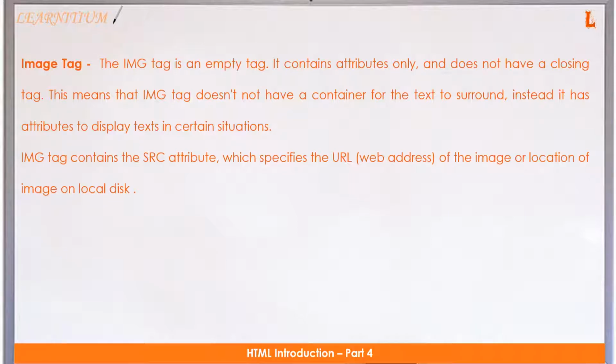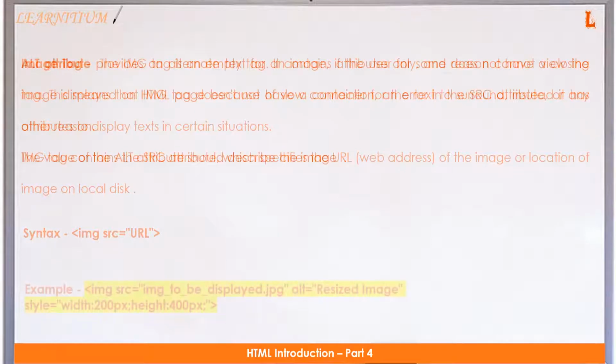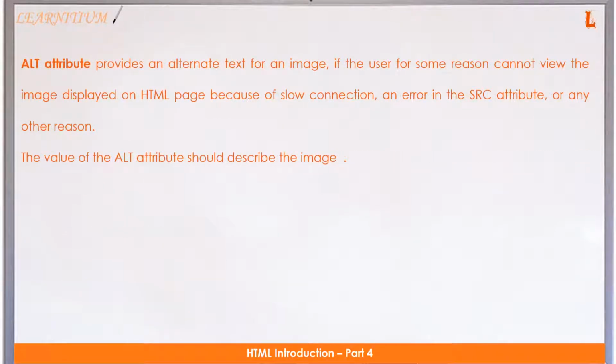img tag contains the src attribute, which specifies the URL, web address, of the image or location of image on local disk. img src equals URL.